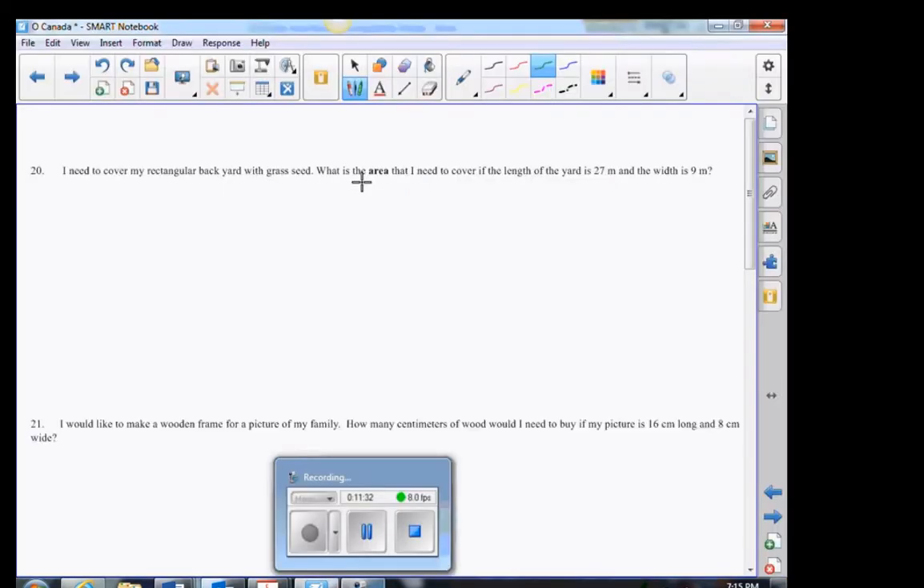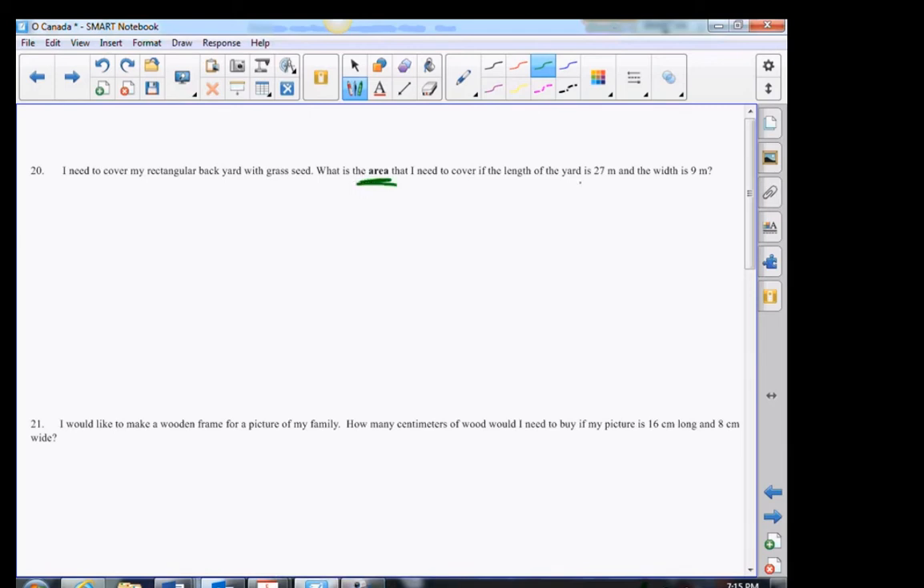I need to cover my rectangular backyard with grass seed. What is the area? Notice the word area is bolded. Okay, I underline that because I know that I'm dealing with area.